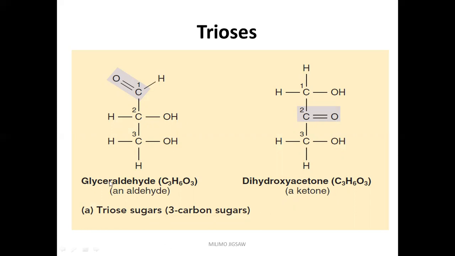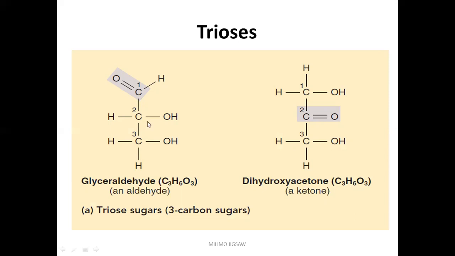So glyceraldehyde and dihydroxyacetone. So you have C3H6O3. They obey the general molecular formula of 1 to 2 to 1 ratio. This is a triose sugar.